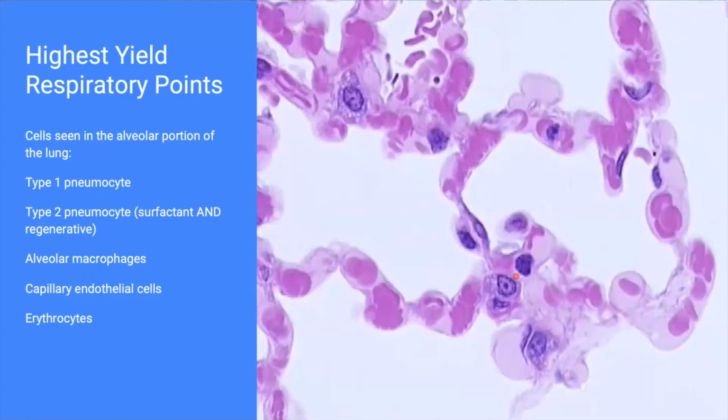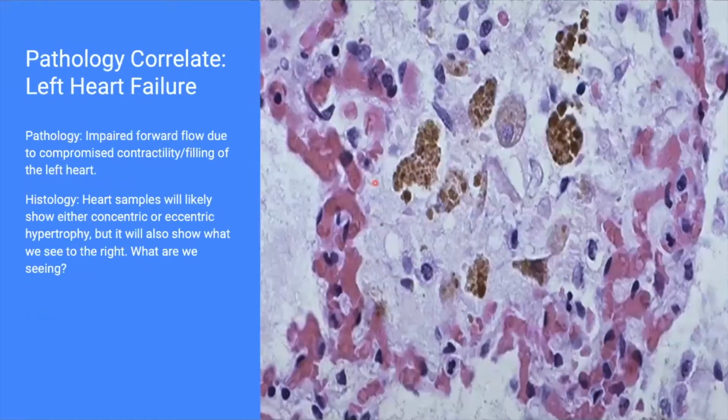We don't see great examples of an alveolar macrophage here, but those would be found within the space here. And then sometimes you can see phagocytosed material. So that wraps up our alveolar space respiratory histology.